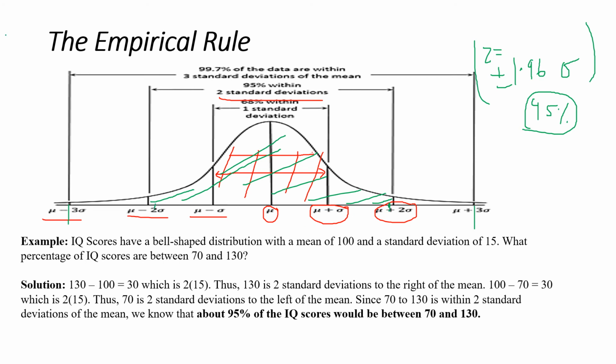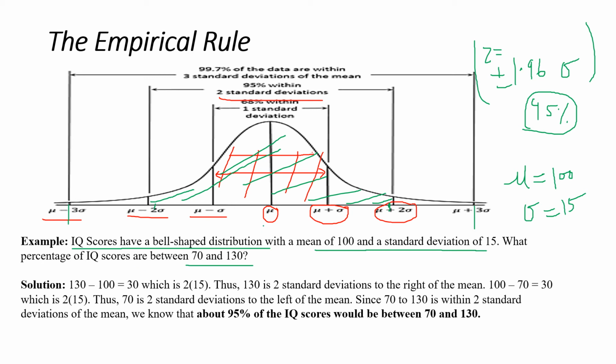Let's try to understand the concept of this theorem by doing one example. Let's say I have a question where IQ scores have a bell-shaped distribution with a mean of 100, so mu is given as 100, and a standard deviation of 15, so sigma is 15. I want to know what percentage of IQ scores are between 70 and 130.